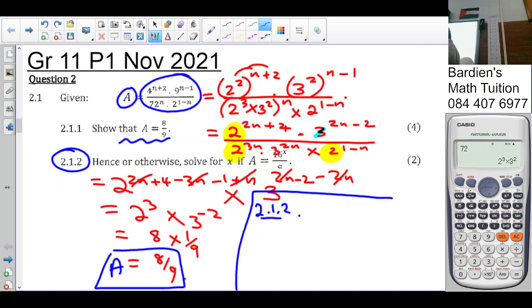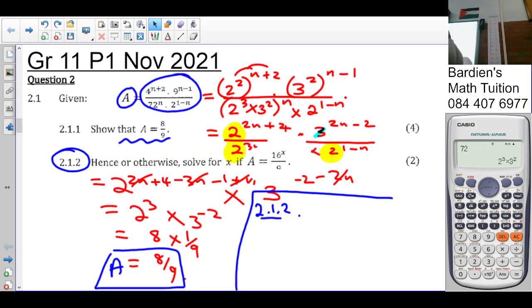If A is, what is A? Oh, I cut that 9 at the bottom out. So that is going to be A is 16 to the x over 9. Which now means to say, I can equate 8 over 9 equals 16 to the x over 9.